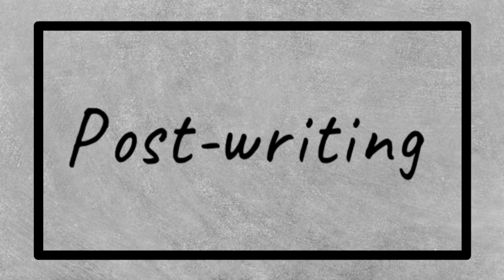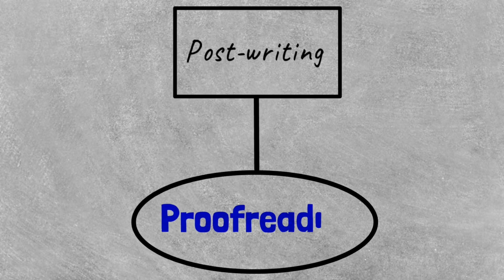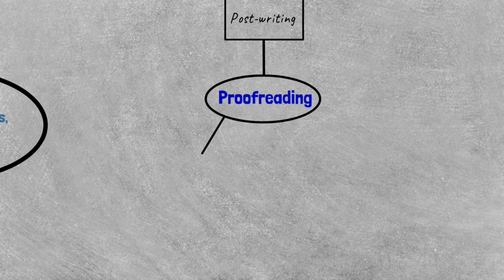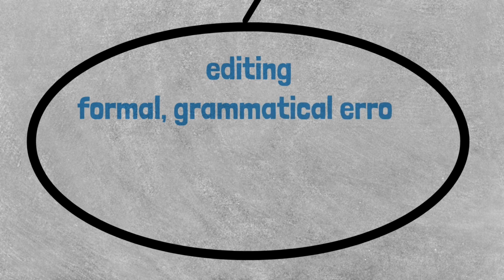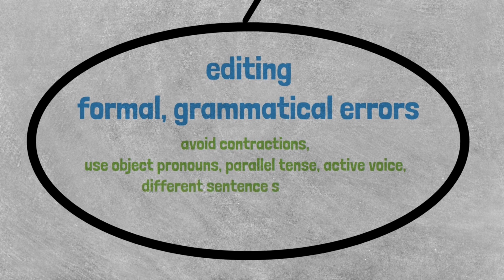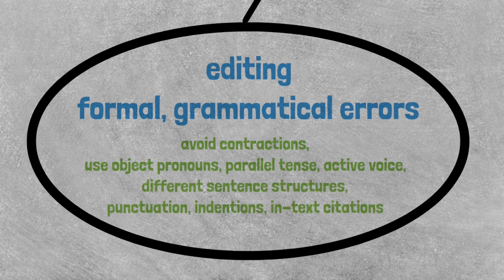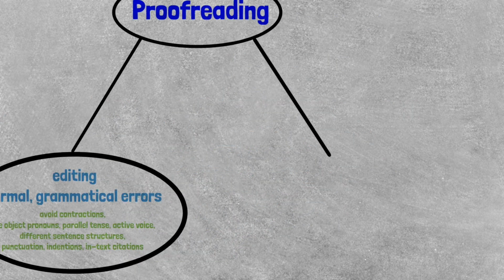The post-writing stage is the proofreading stage, editing and revising. To edit is to correct formal and grammatical errors. It includes spelling out words to avoid contractions, using object pronouns, parallel tense, active voice, different sentence structures, punctuation, indentions, and in-text citations. To revise is to correct content errors.